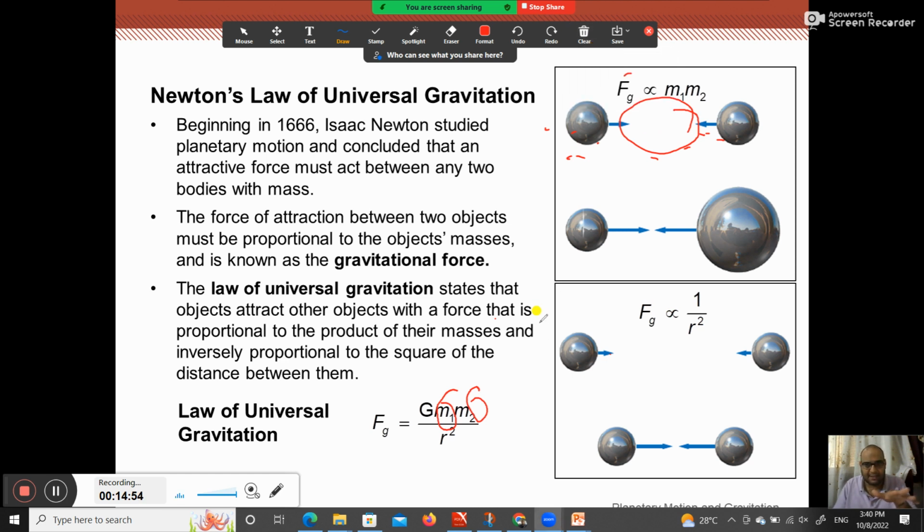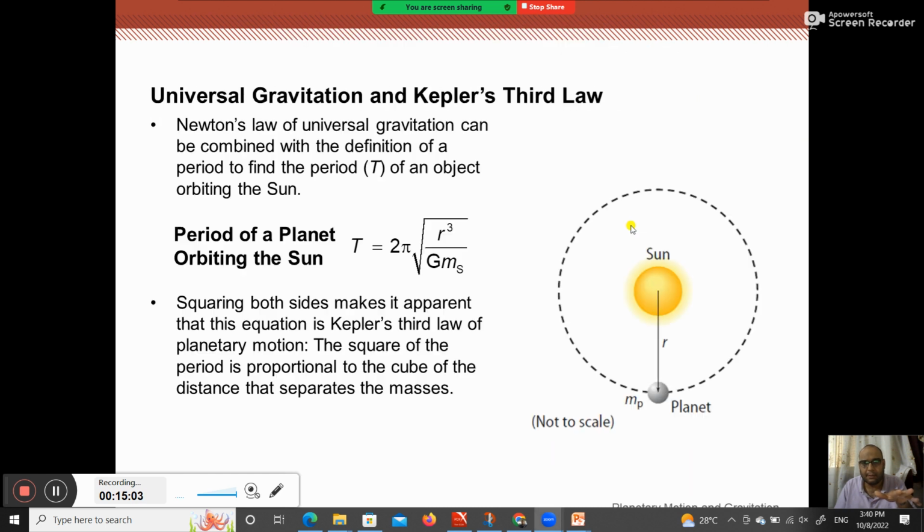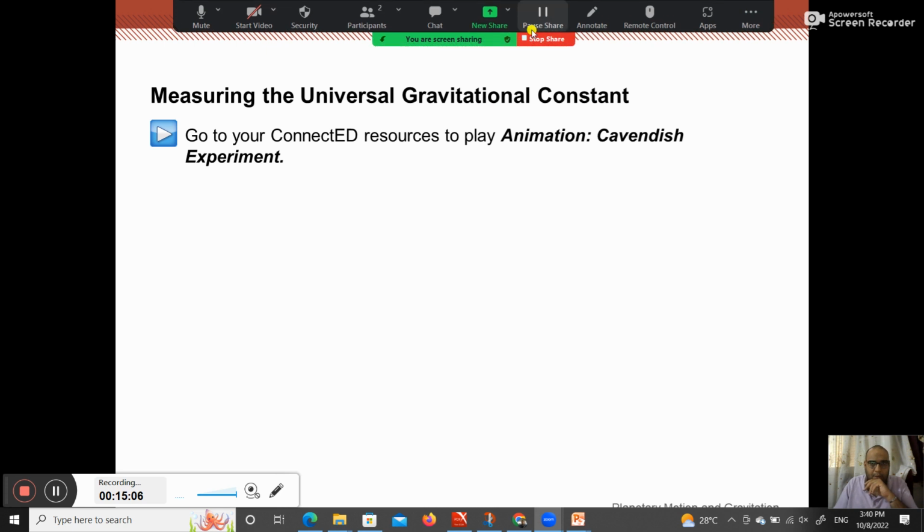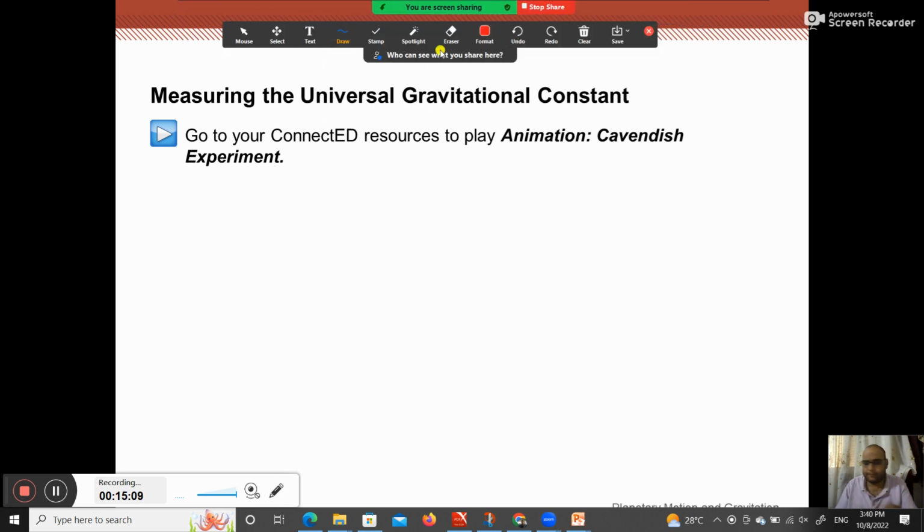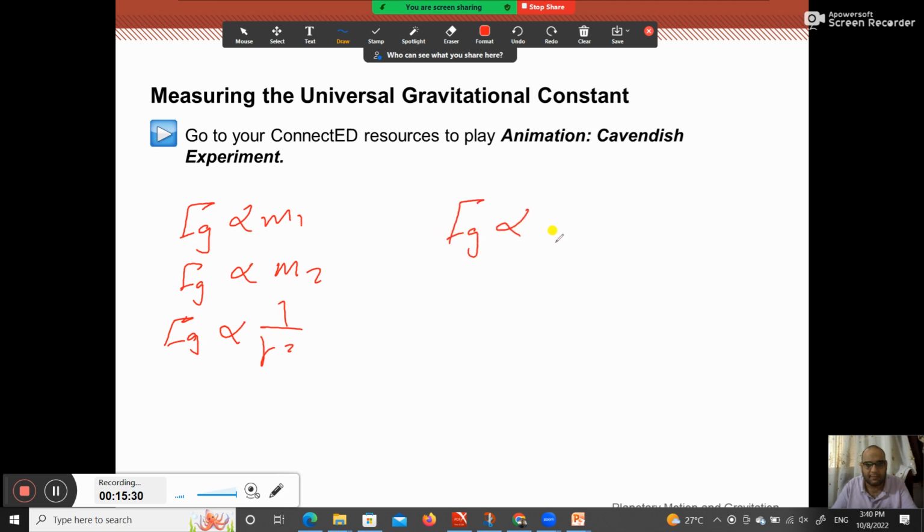To find the rule by the end, I need a white area. Let's say that Fg, the force of gravity, is directly proportional to m1. Fg is also directly proportional to the mass of the second object. Fg is inversely proportional to r squared. So we can say that Fg is proportional to m1 multiplied by m2 divided by r squared.